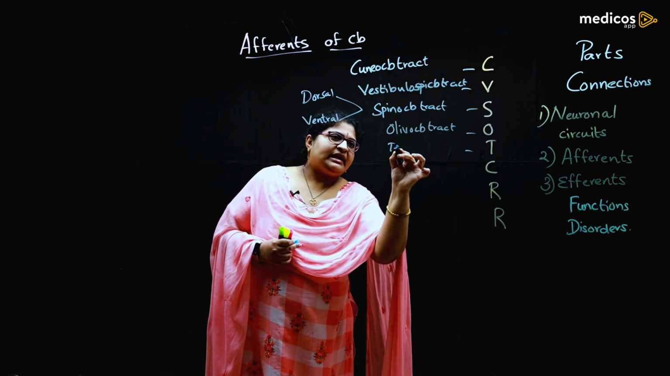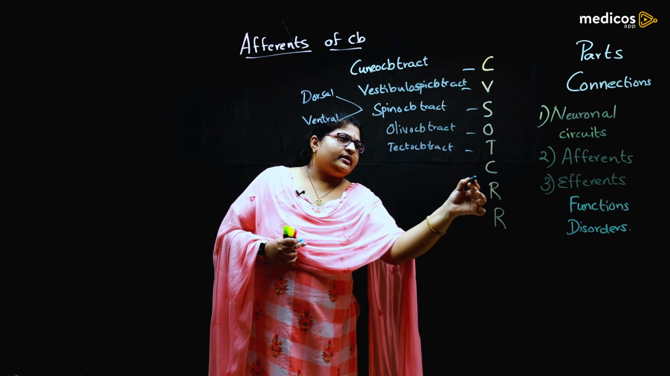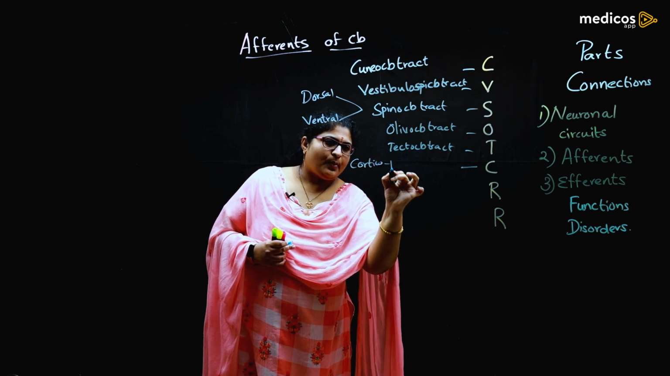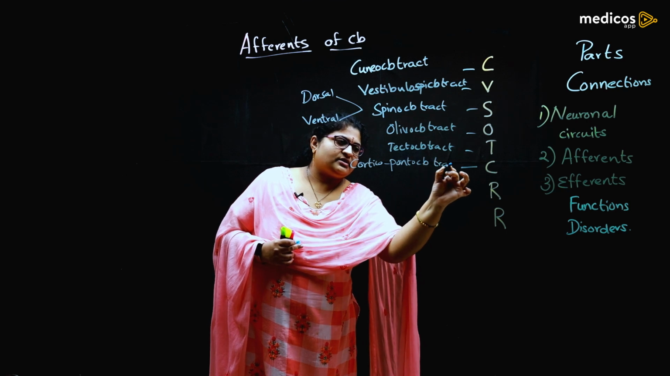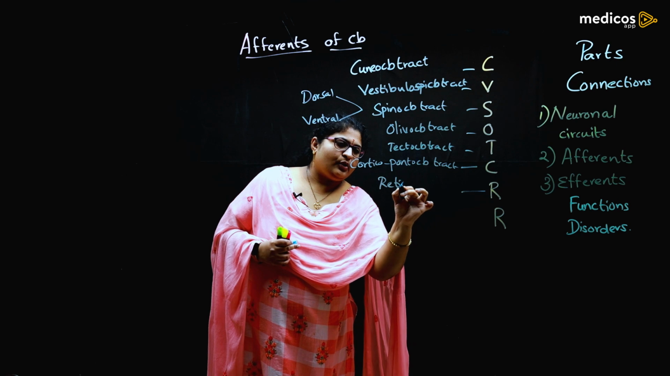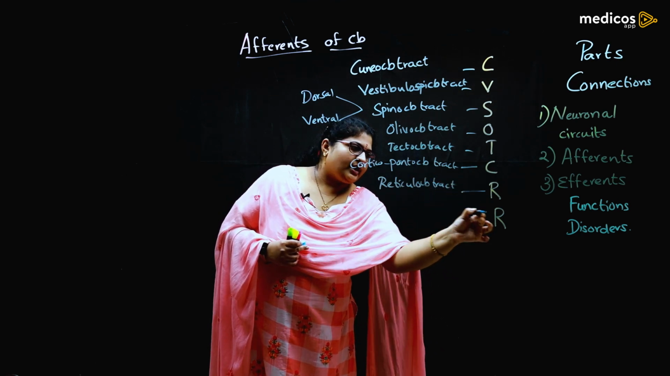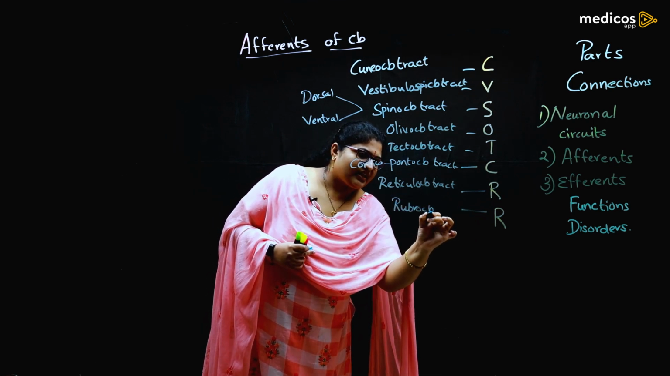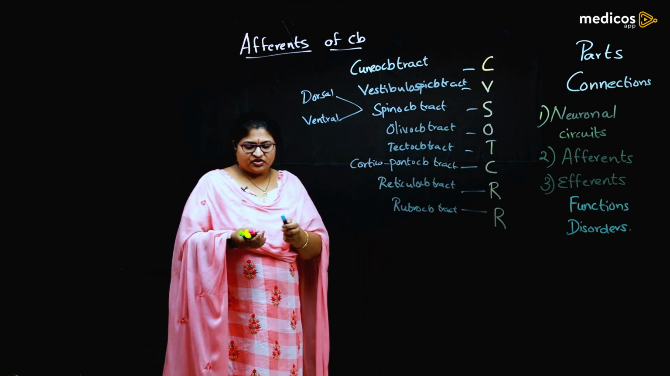And the next one is the tectocerebellar tract, and C is cortico-pontocerebellar tract, and R1 is reticulocerebellar tract, and another R is rubrocerebellar tract. Now let's see the specialties of each one by one.